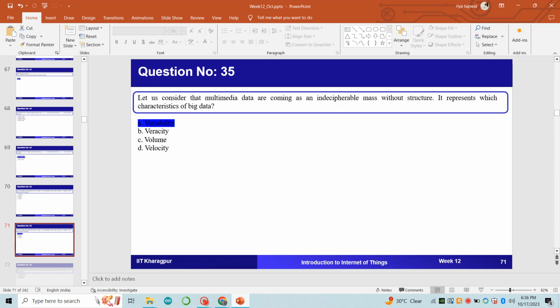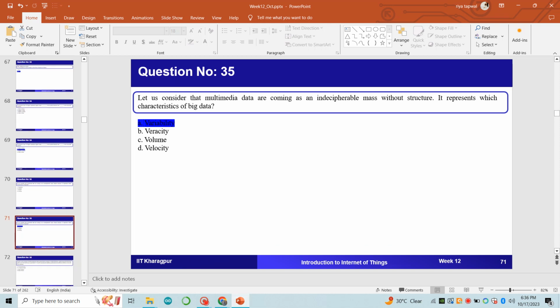It's variability. Basically, it is showing the type of data. The data is indecipherable and without structure. So it is telling about the type of data which is coming. It is not showing how much data is coming from the device or how much data they are sending, so how can it be volume?